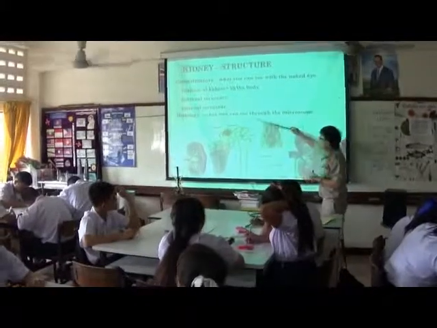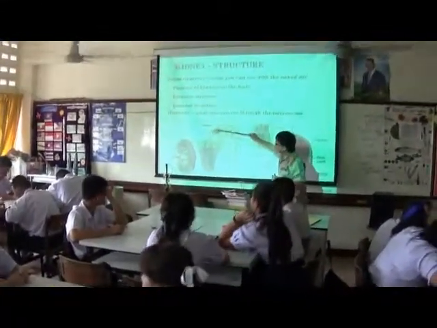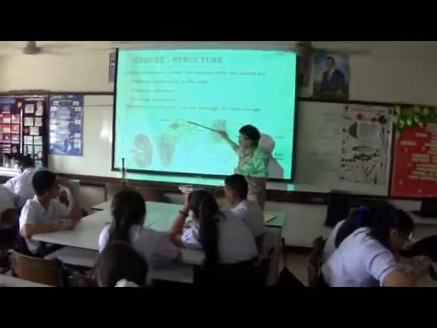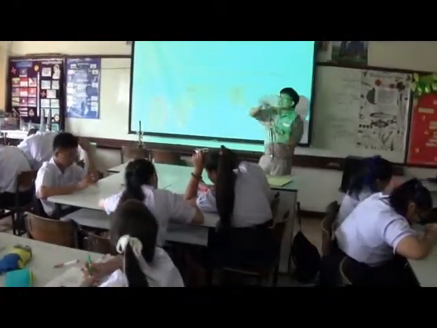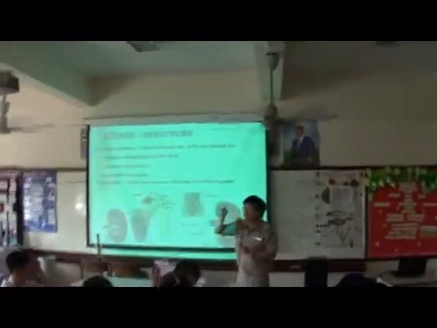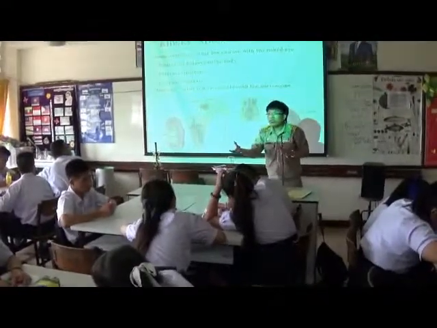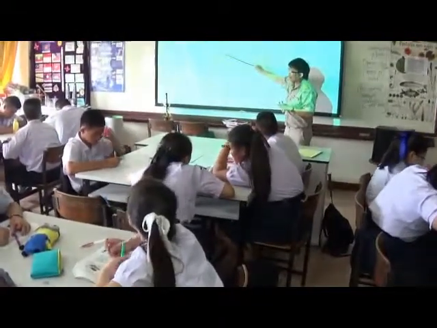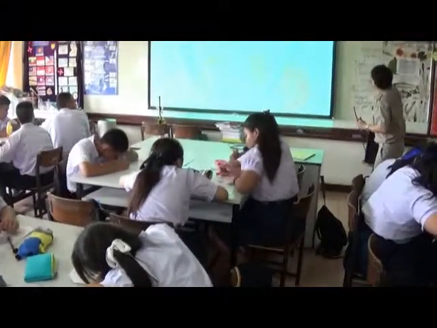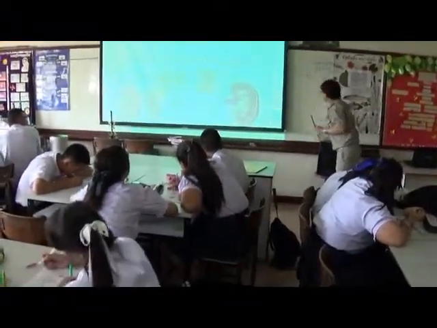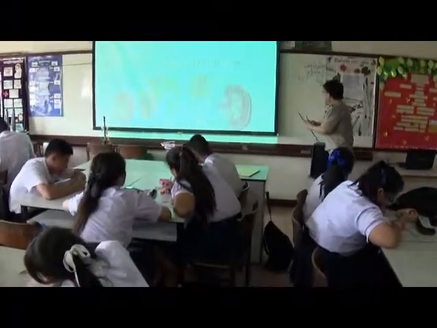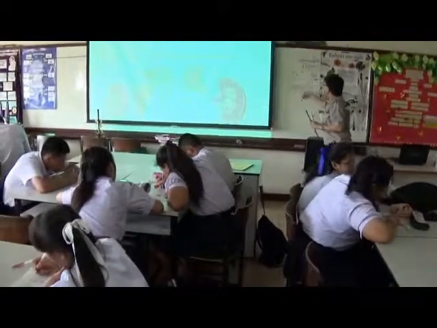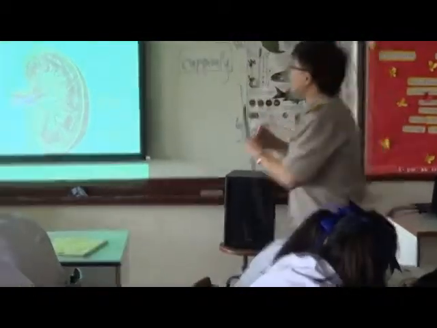You can see the components of the nephron. The first, you can read for me? Glomerulus. Very good. Highlight this word, glomerulus. And take note, capillary. What is the capillary? Very good. Take note, capillary. You can write capillary.